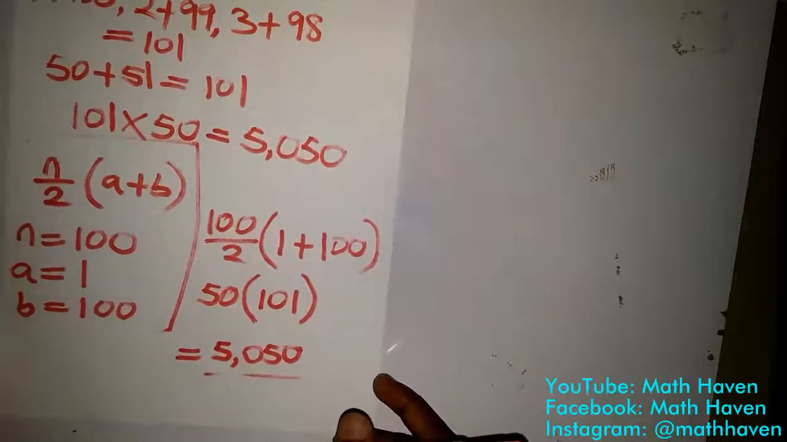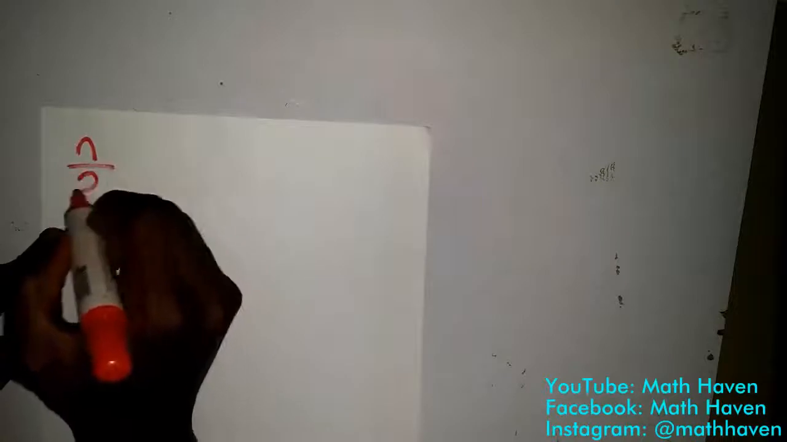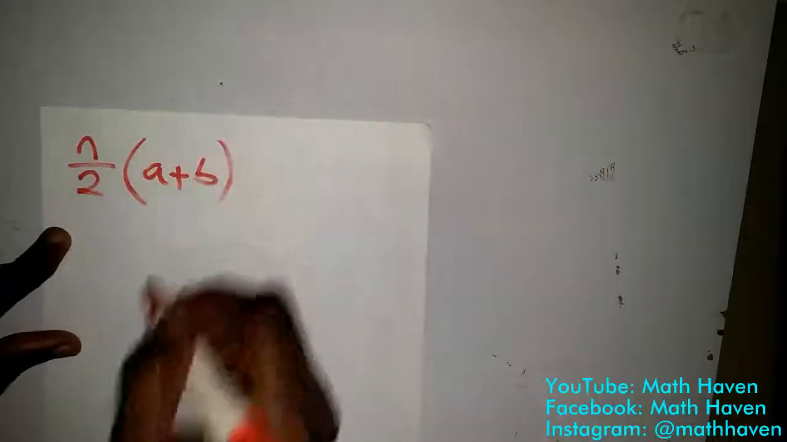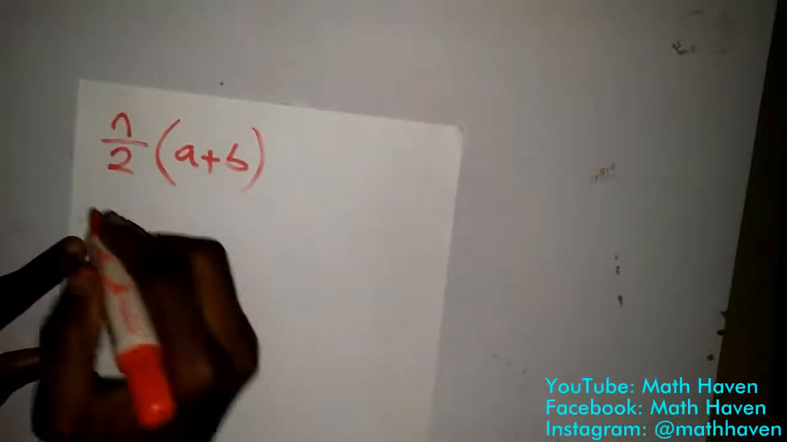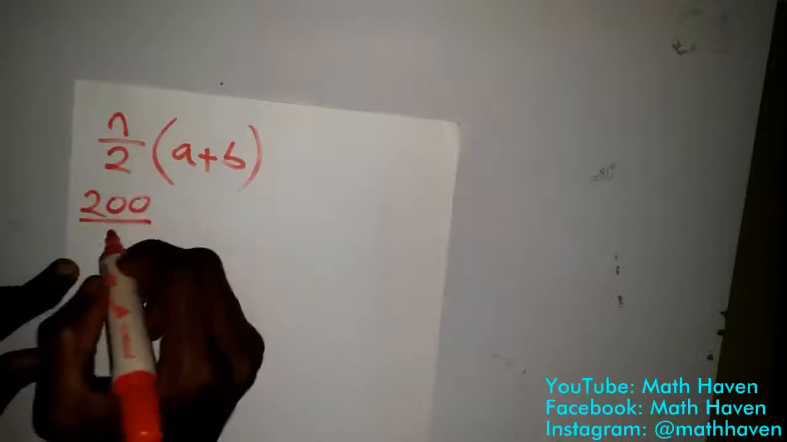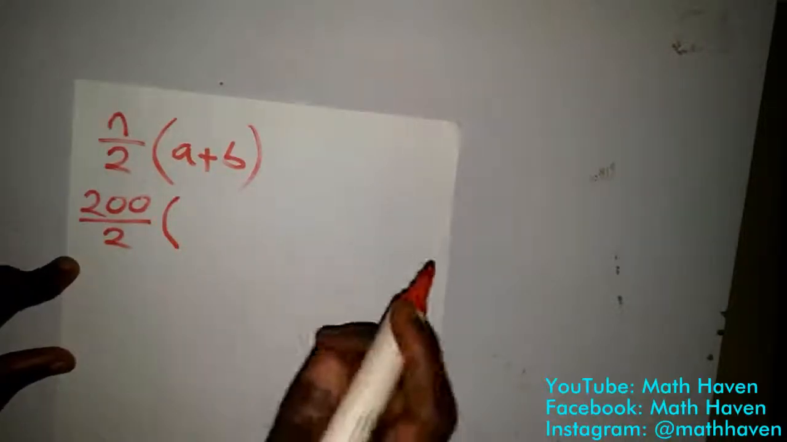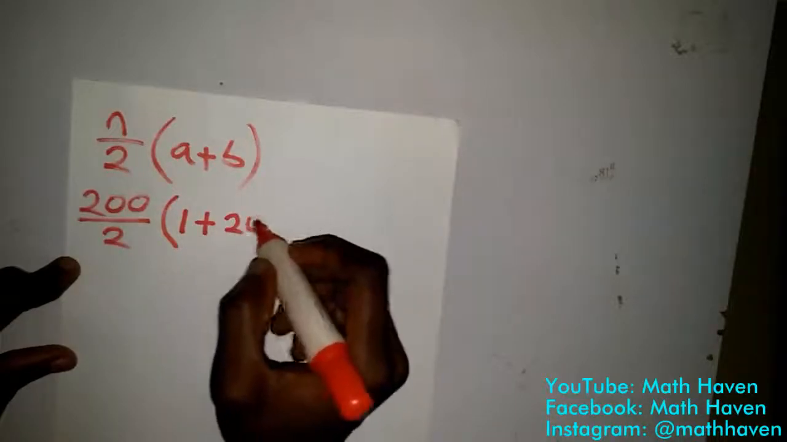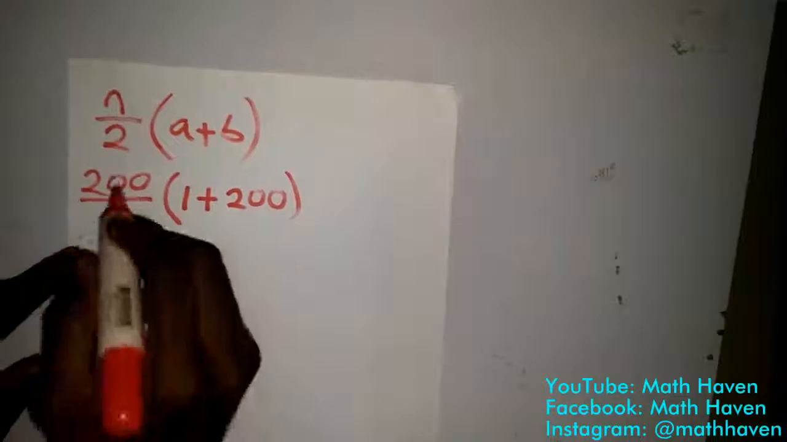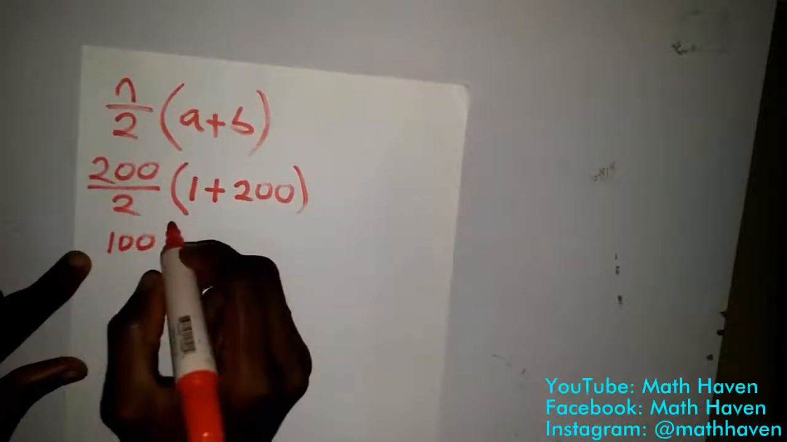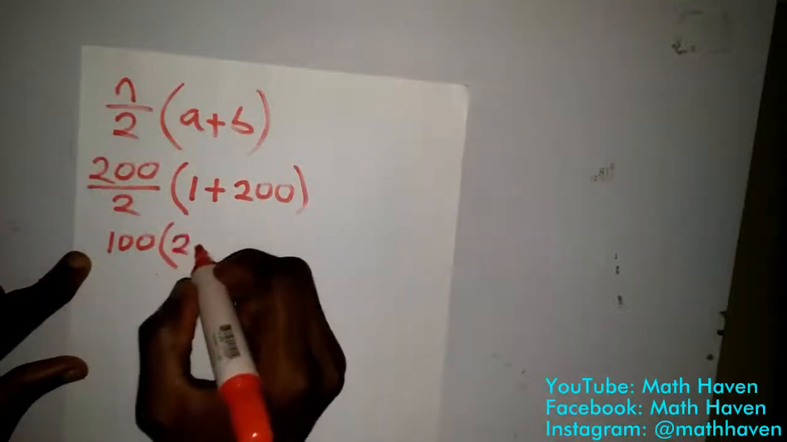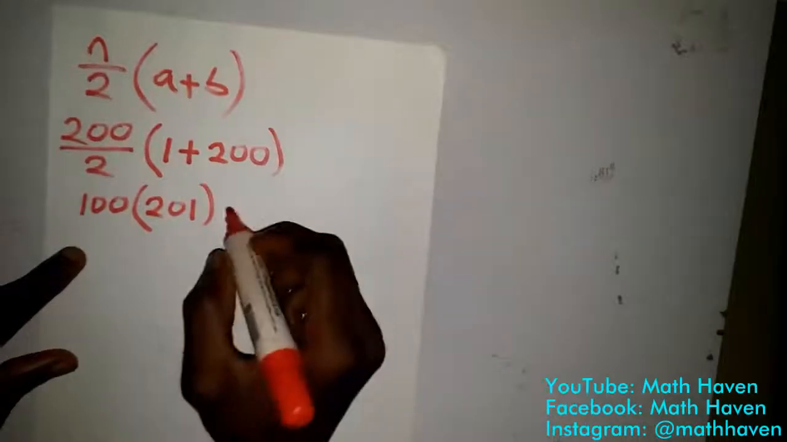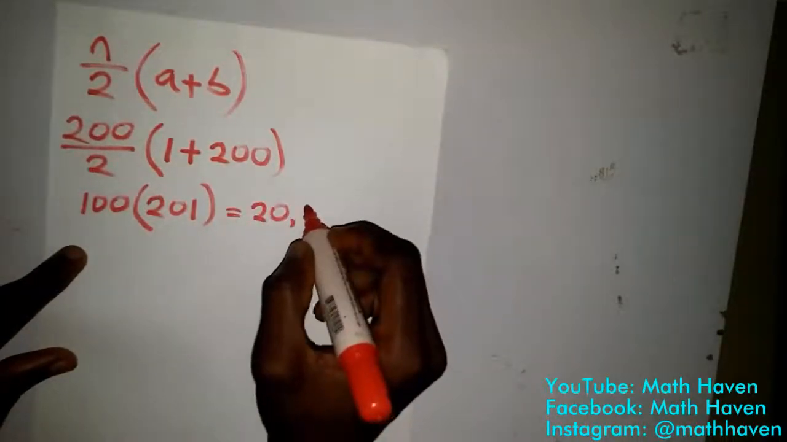So, say we are to find the sum of numbers between 1 and 200. We follow the same procedure. We have n over 2 multiplied by a plus b. In this case, our n is 200, which is the number of terms. So we have 200 divided by 2 multiplied by a plus b. A is still 1 in this case, and our b is now 200, the last term in the set. So we have 200 divided by 2, 100, multiplied by 1 plus 200, 201. And that simply gives us 20,100.